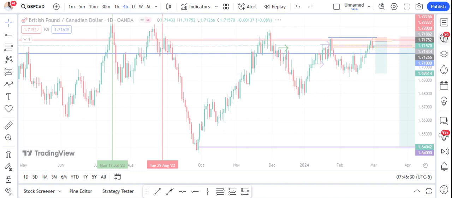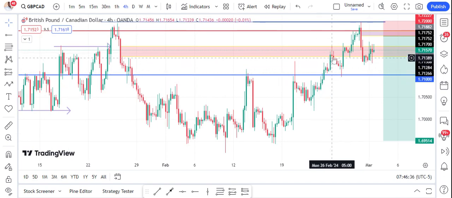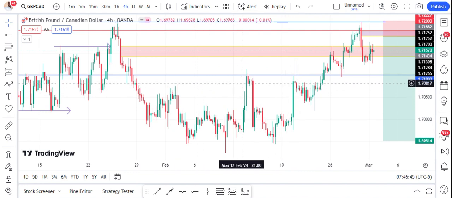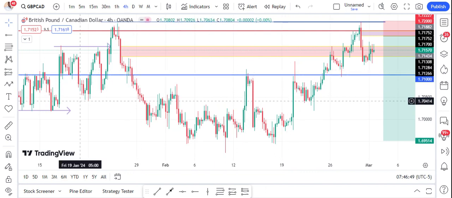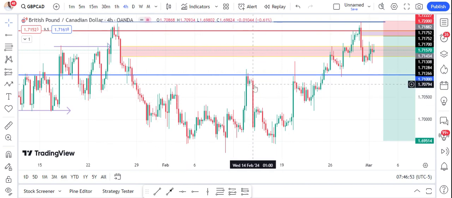GBP CAD. Looking at the charts, GBP CAD has been funny. I have my limit order around this place because of the fair value gap created on the 4 hour, and price came down. Before all this, when price was around there, I was saying that my entry zones are two.